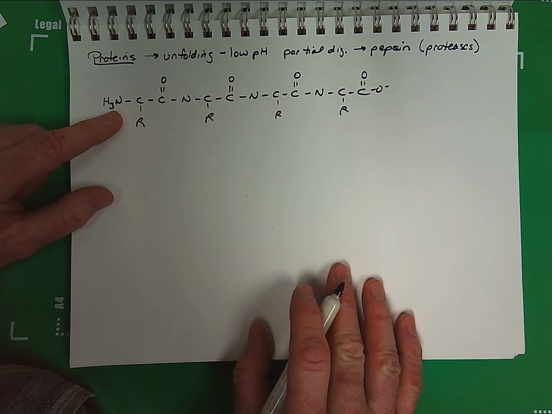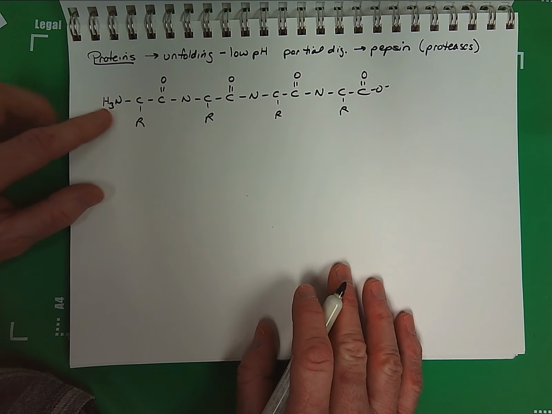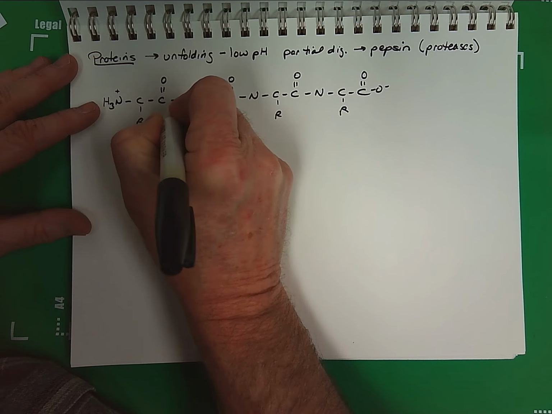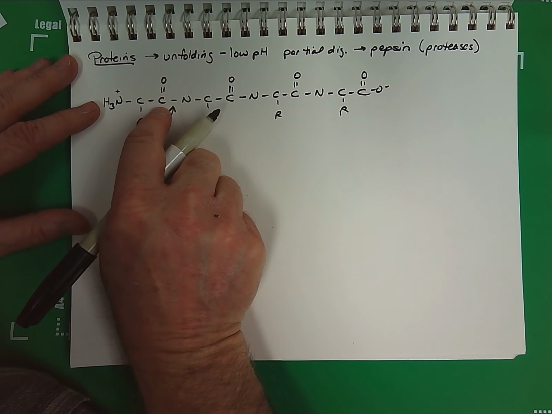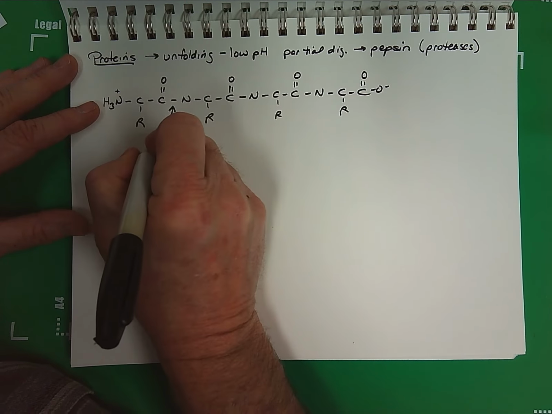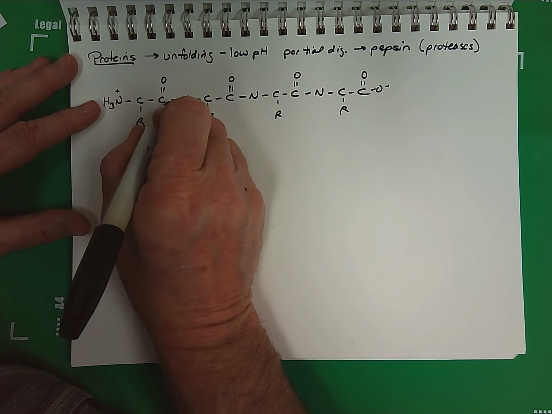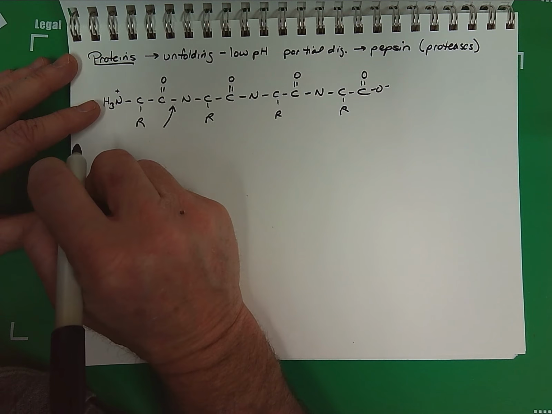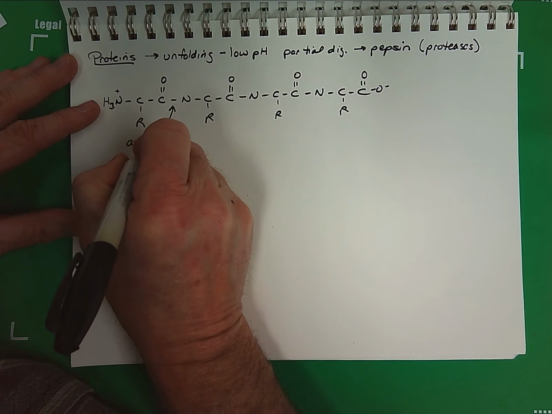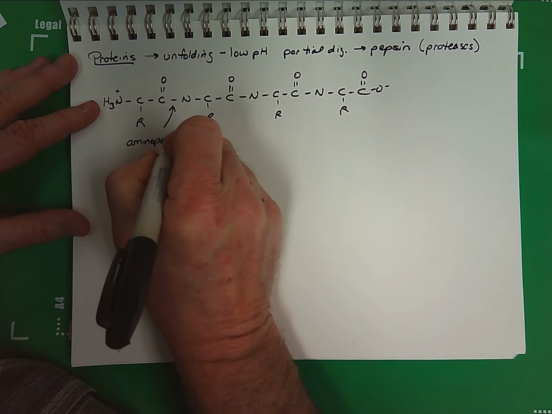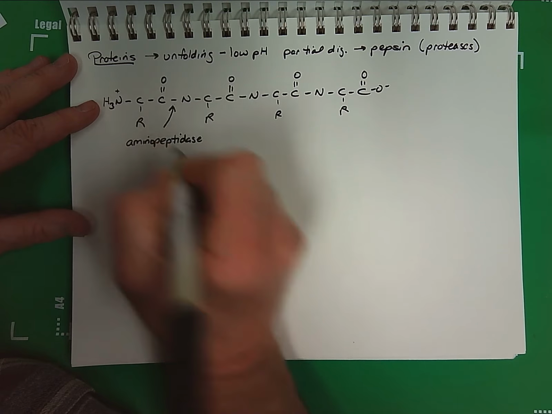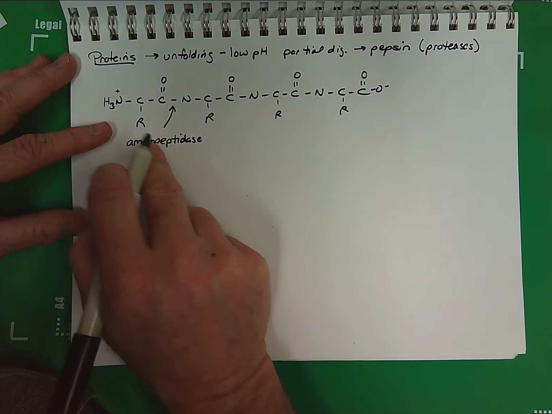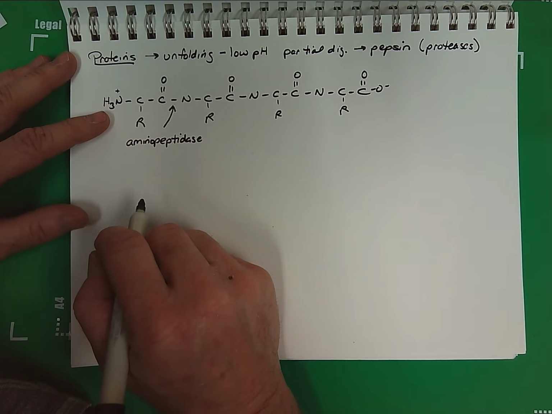And we need to look at two different types of proteases. Some proteases will cleave the N-terminal amino acid by hydrolyzing the peptide bond that is holding the N-terminal amino acid onto the rest of the chain. This type of enzyme is called an aminopeptidase. Again, it's a hydrolytic enzyme. It adds water across this bond, but it's an aminopeptidase because it cleaves off the amino-terminal amino acid.